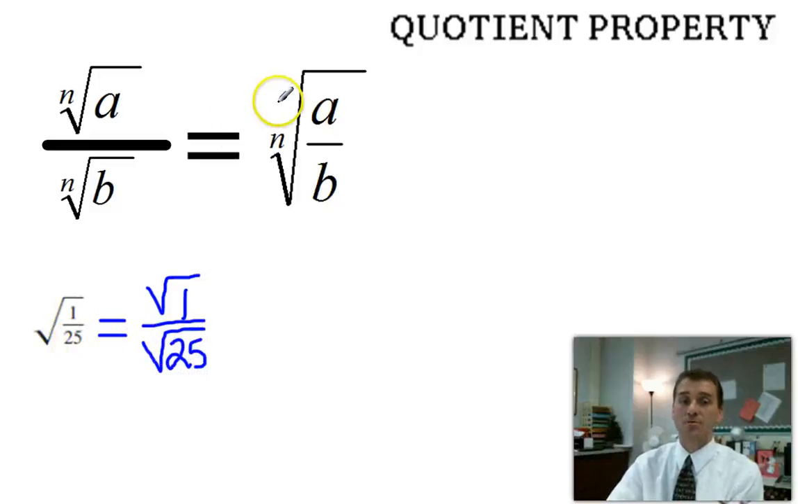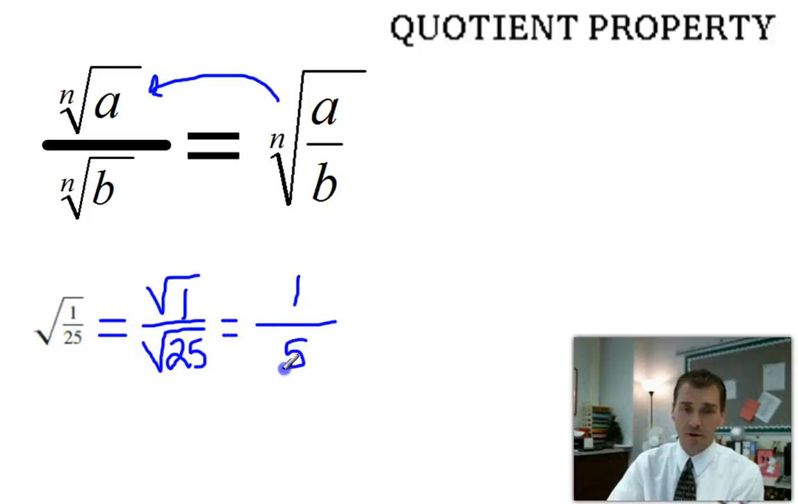But I can apply this rule going this way and now break it up like this, because check this out. The square root of 1 in the numerator is just 1. The square root of 25 in the denominator is just 5. And ladies and gentlemen, there is your final answer for that one: 1/5. So the only way I can do that is by applying this rule.